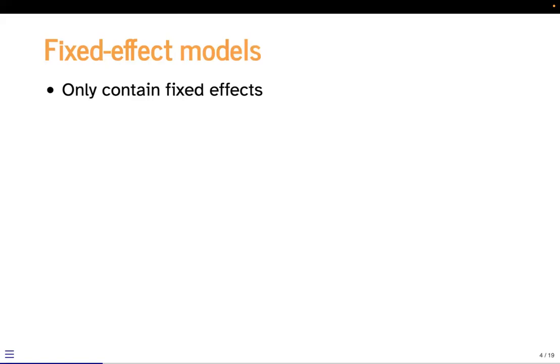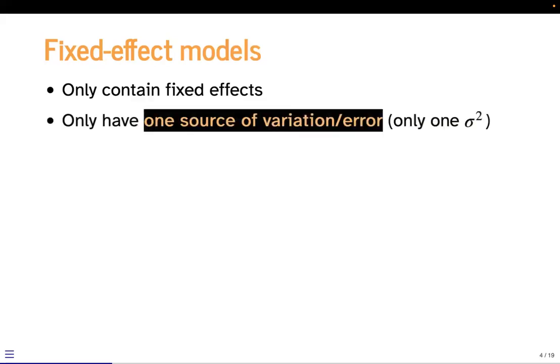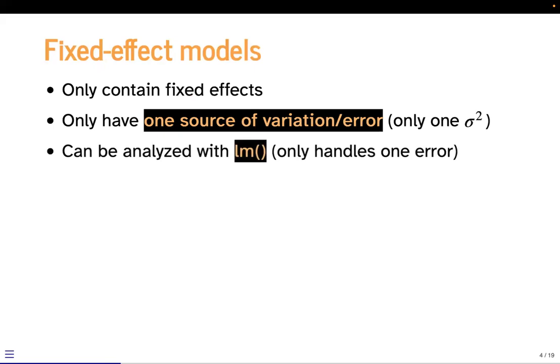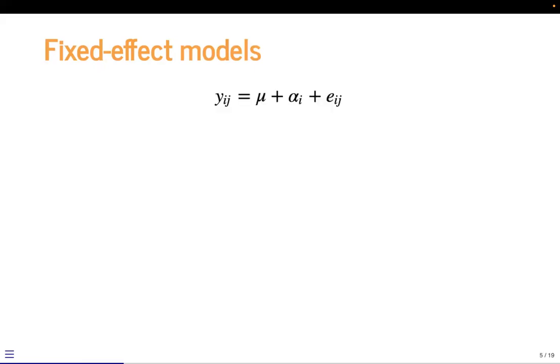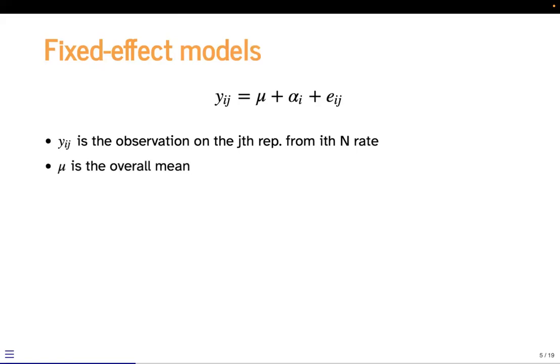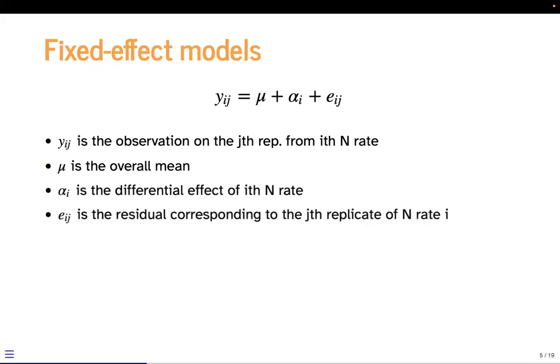And then if you have a model that only has fixed effects, so every model has at least one random effect, that's the residual. So if everything else except for the residual is fixed, then that model is called a fixed effect model, which, again, only has one source of variability or error, that's the residual error. A quick example here would be a model with an overall mean, the effect of nitrogen rate, and then a residual, that e_ij is our only random component of this model, that every model has at least one. So if you only have that residual as a random error in this model, it is a fixed effect model.